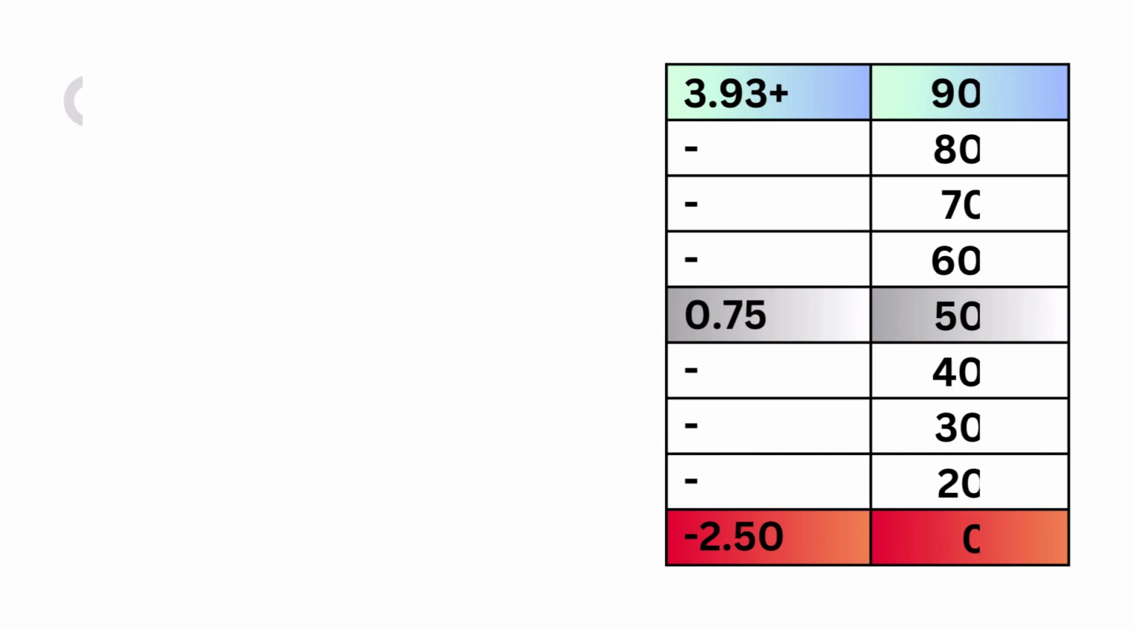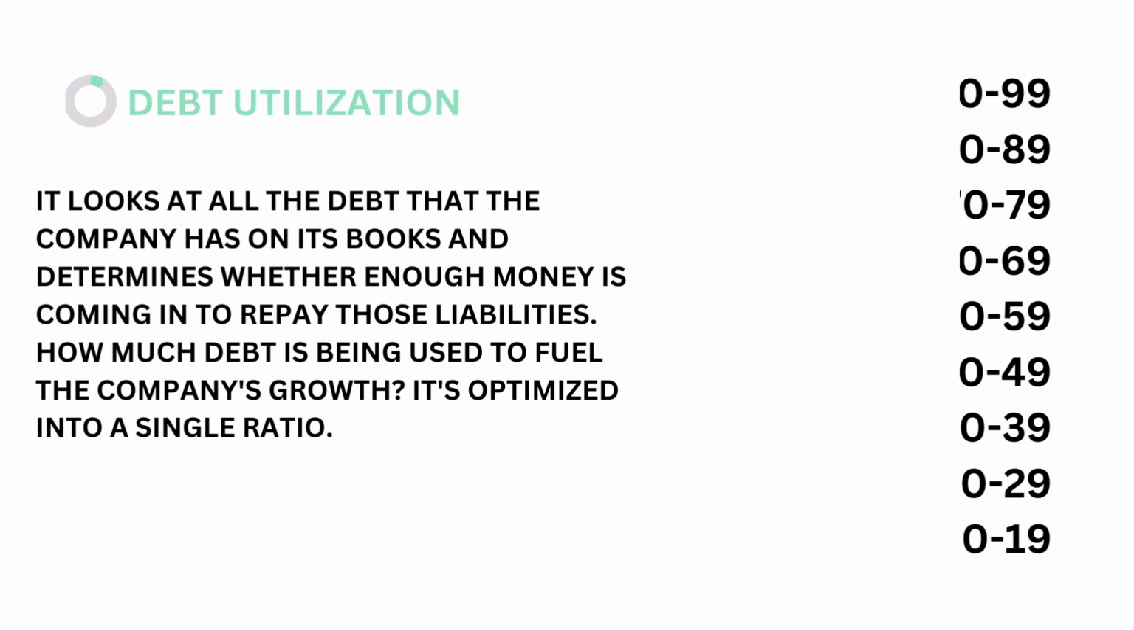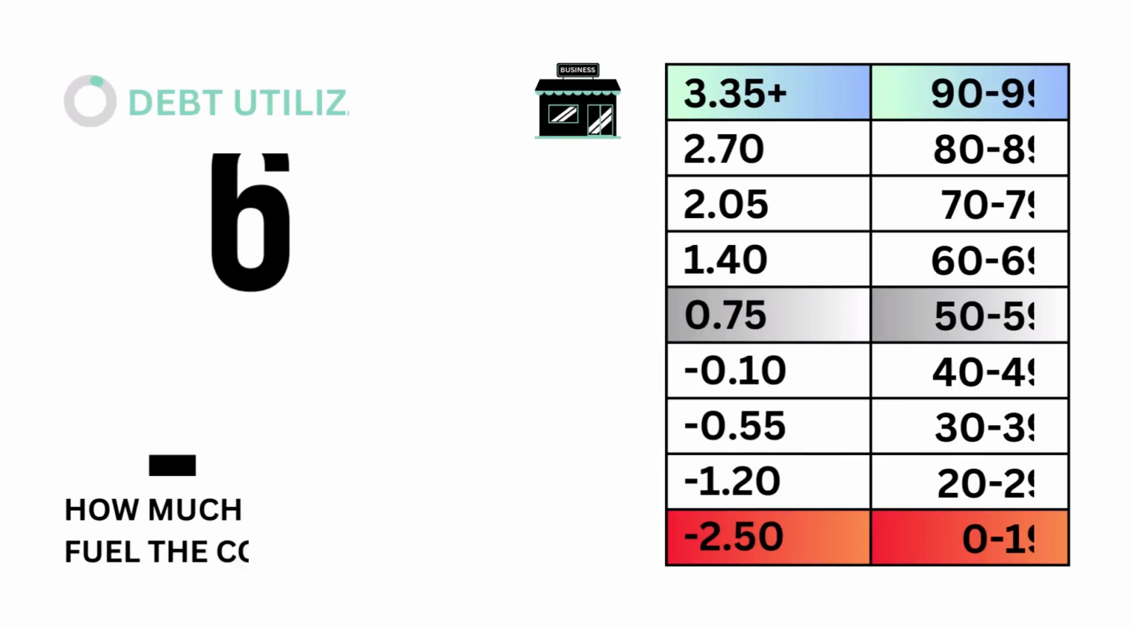Fourth, debt utilization. Debt utilization looks at all the debt that company has on its books and determines whether enough money is coming in to repay those liabilities. How much debt is being used to fuel the company's growth? It's optimized into a single ratio. The models tell us that a debt ratio of 0.75 is considered average. Here's our debt utilization grade.